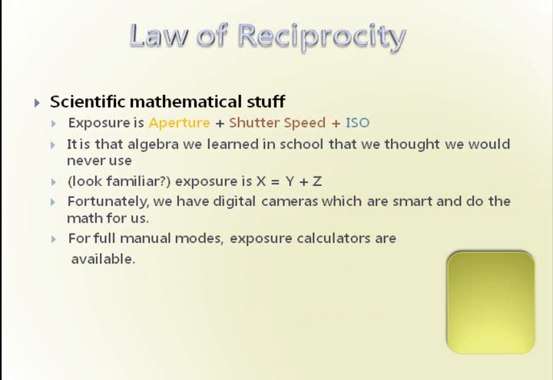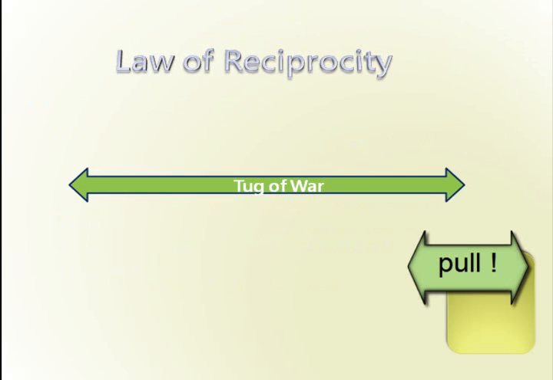But then there's the full manual mode. And if you're in that full manual mode, there's still help. There are exposure calculators that are available, and you can get those online. You can get them in little printed cheat cards that you can carry with you. You can get them on cell phone apps. And so if you are brave and you're going to go out there in that full manual mode, there is help.